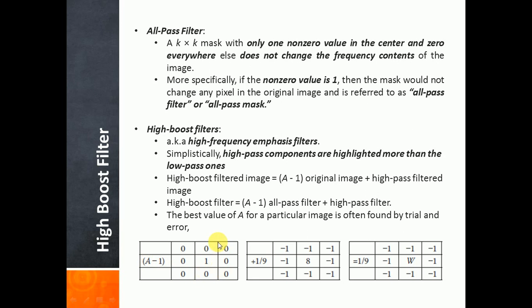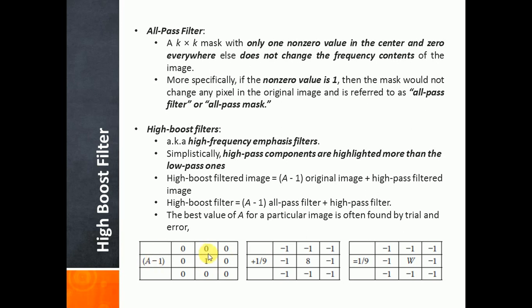This is an all pass filter, and technically what you're doing is you're not changing anything. This is more like a point transformation if you really look at it, because only this pixel in question is responsible for the output. All other neighbors are all 0. So this is more like a point to point transformation, where you're just multiplying it with a weight, A. So this is your all pass filter because it passes everything. It really passes everything. It doesn't attenuate anything.